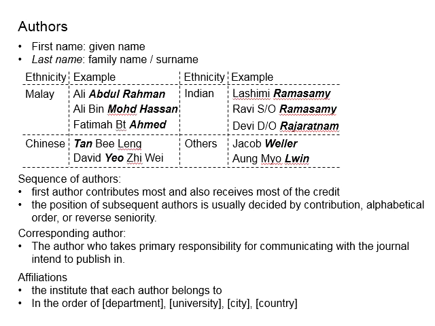Normally, the name that comes first will be the first name, which is the name of the person, and then the name after the first name will be the last name, which is his family name. The table here shows us some examples of the first and the last name by ethnicity. We have Malay, Chinese, Indians, and others. For an example, Ali Abdul Rahman is a Malay name.